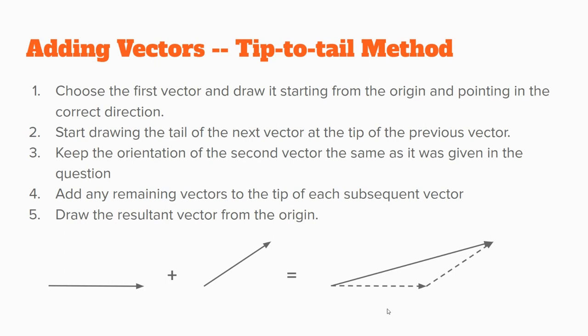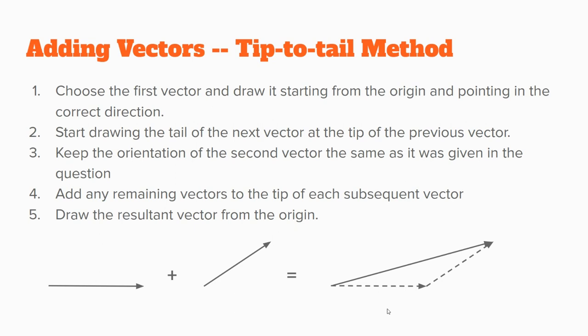Another method of adding vectors is the tip-to-tail method. First, choose the direction of the first vector and draw it starting from the origin and pointing in the correct direction. Start drawing the tail of the next vector at the tip of the previous vector. Keep the orientation of the second vector the same as it was given in the question. Add any remaining vectors to the tip of each subsequent vector and draw the resultant vector from the origin.